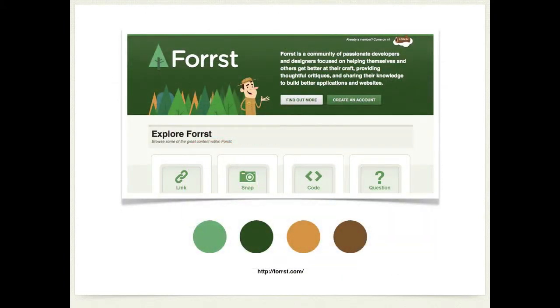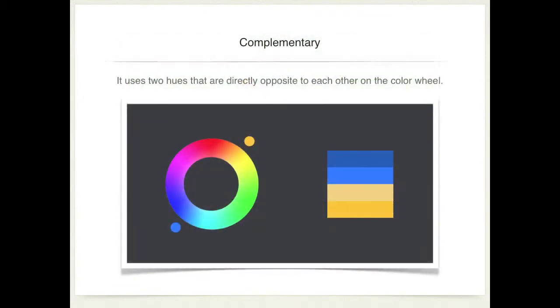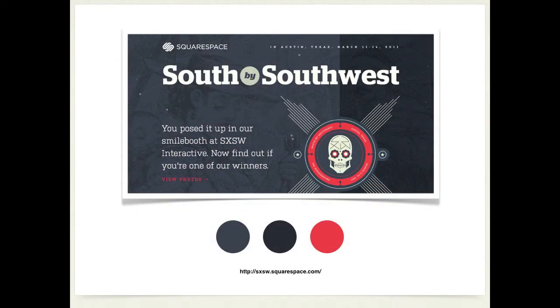The next very familiar color scheme is complementary. This one uses two hues that are directly opposite to each other on the color wheel. And a good example is the Squarespace website. As you can see, we use blue and red, or a red towards orange.